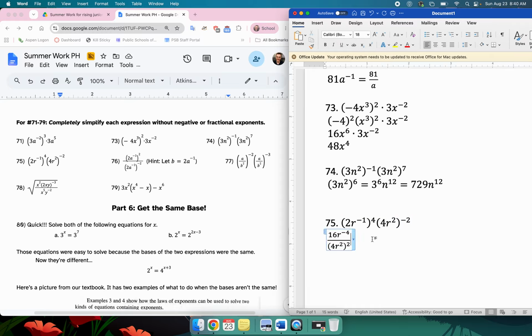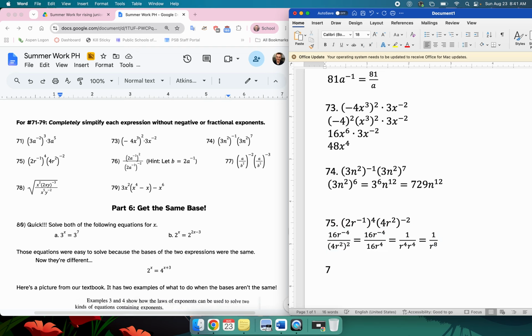I think that's the cleanest way of doing this. So that's 16r to the negative 4 over, and then if you distribute like this square, 4 squared, that's 16, r squared squared, that's r to the 4th. The 16s cancel. This r to the negative 4 is going to go downstairs, right? So I actually wind up with 2r to the 4th, and I think you get whatever r to the 8th.